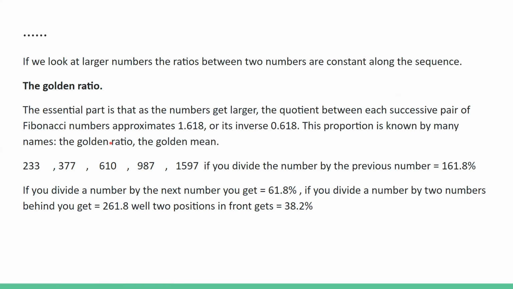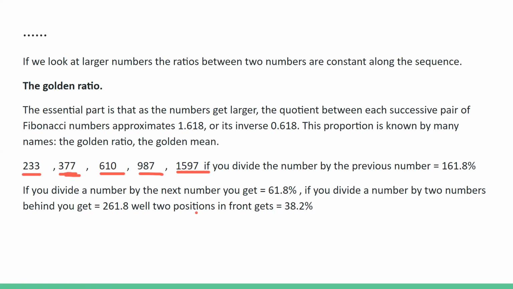So let's look at these numbers: 233, 377, 610, 987, and 1597. If you divide a number by the previous number, you get 1.618, or 161.8. Just divide this by this, you get 161.8. If you divide this by this, you get the same. Someone can use a calculator to do that math.